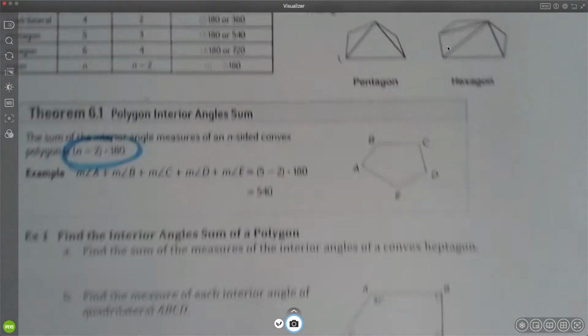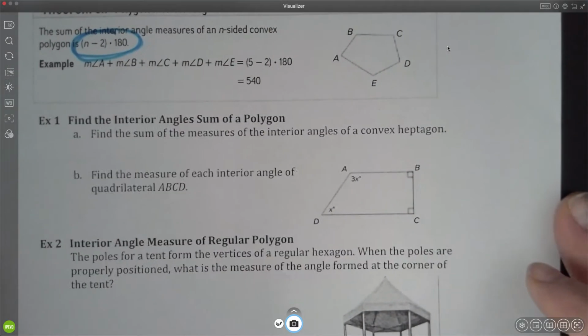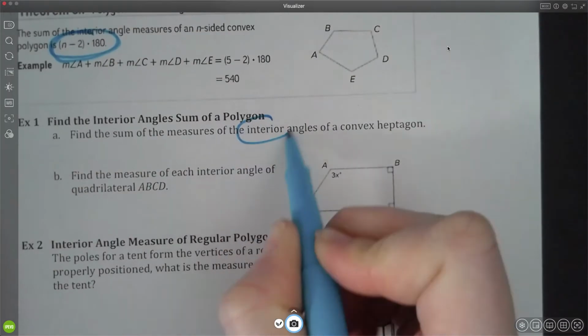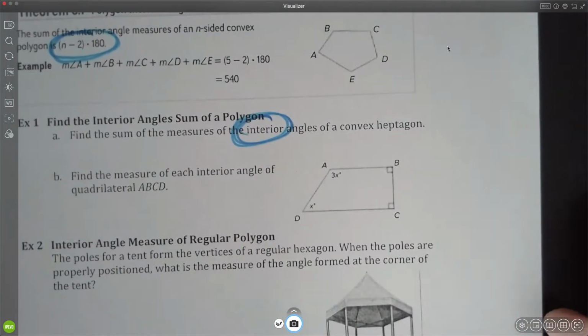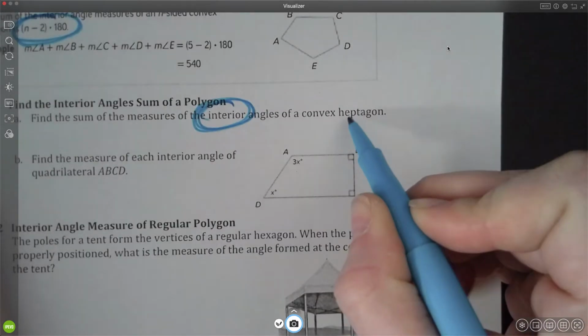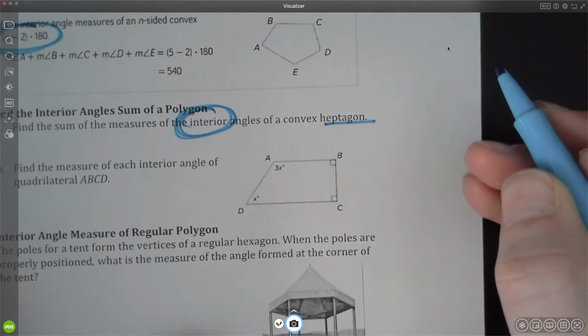Find the sum of the measures of an interior angles. Circle the word interior because that's going to become important here shortly. They're going to have us do exterior on the backside. So circle interior or exterior whenever it says that because there is a difference between the two. Okay, so interior angles of a convex heptagon. What's that mean? What's heptagon mean?